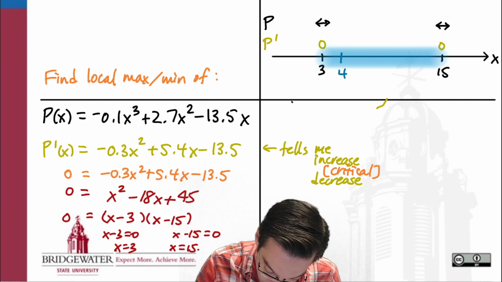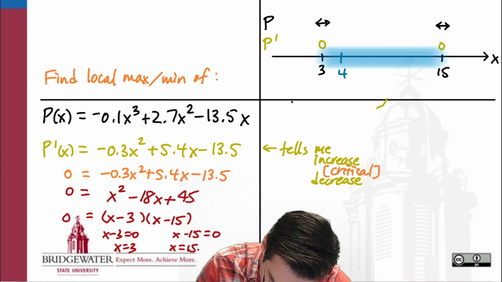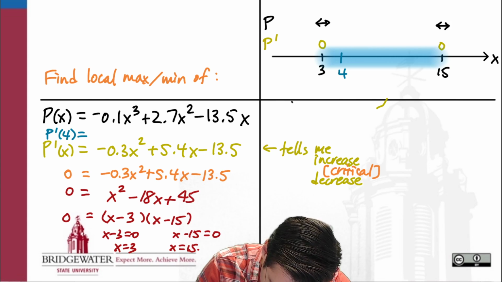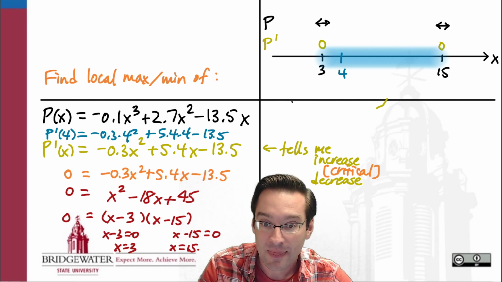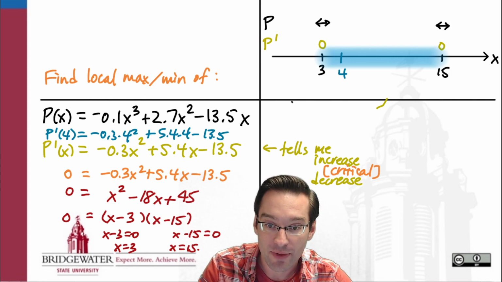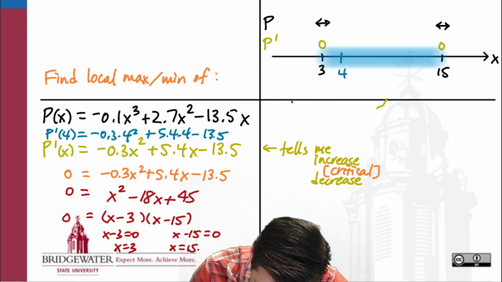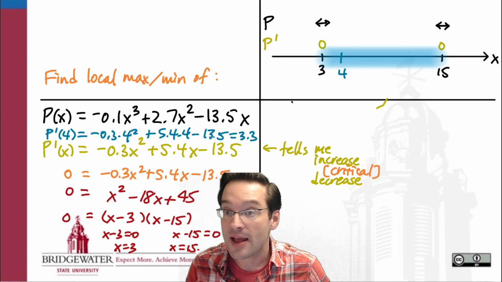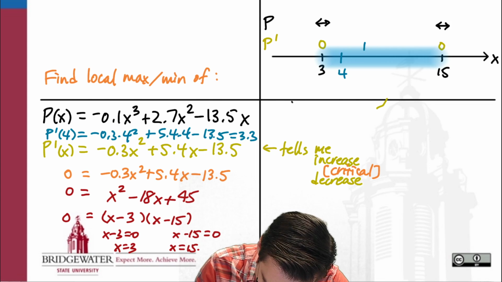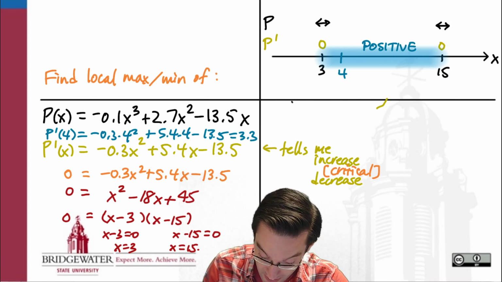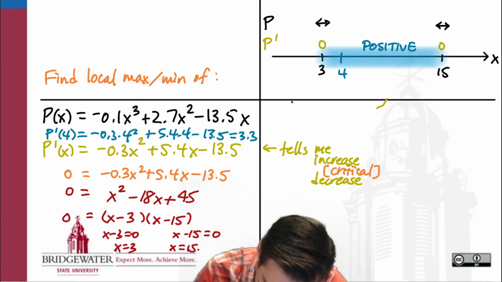If I then plug x equals 4 into my p prime function, p prime of 4, negative 0.3 times 4 squared plus 5.4 times 4 minus 13.5. Get out your calculator, you churn that out, you find out that the derivative at x equals 4 is about 3.3. But the point is not what is the number. The point is, is that number positive or is that number negative? Okay. And now that I've found out that that number is positive, I know p prime is positive on that entire interval between x equals 3 and x equals 15. And therefore p must be increasing.